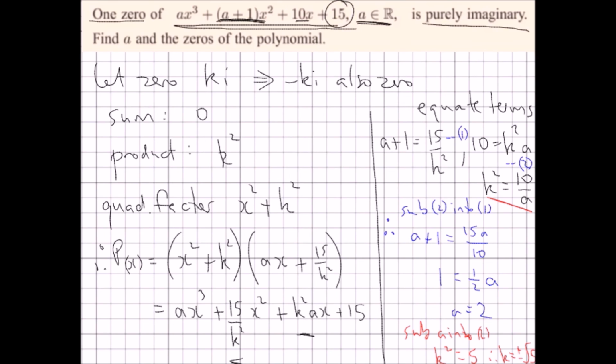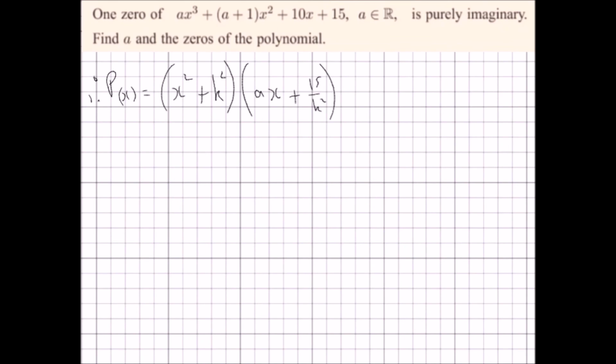So now we can rewrite p of x by replacing both k and a in this expression here. So k squared was equal to 5, a was equal to 2, 5 times by 3 made the 15 here, so therefore my zeros are going to be plus or minus root 5i from the quadratic factor, and negative 3 on 2 from my linear factor.